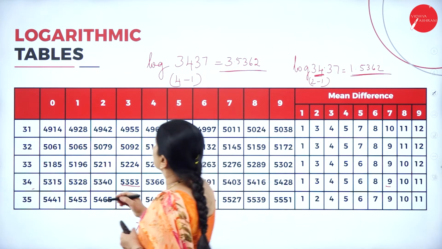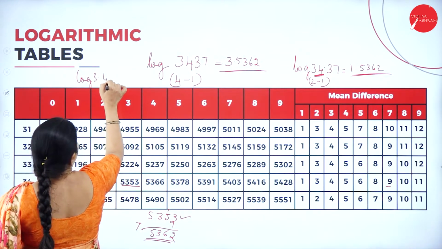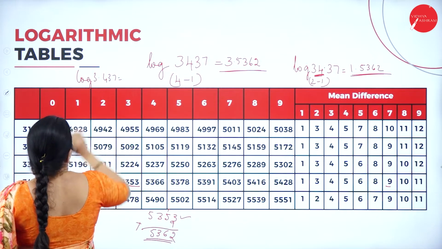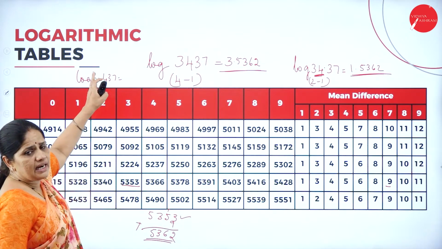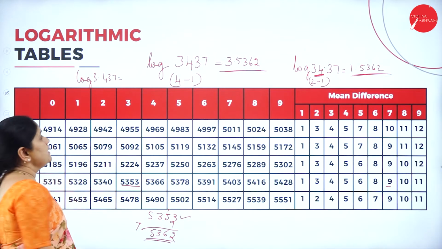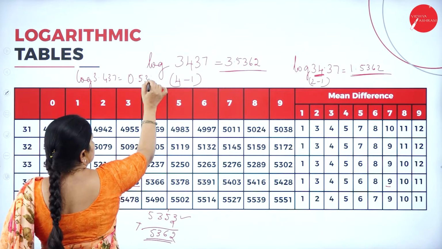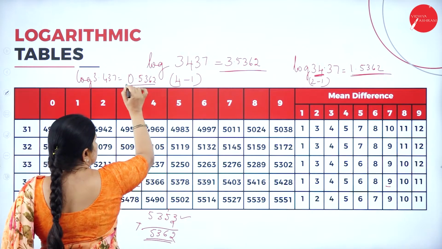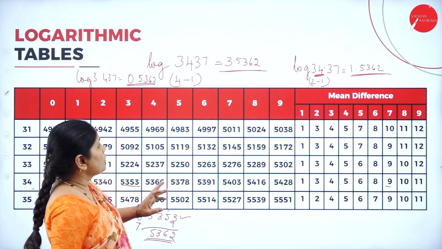Suppose I say log of 3.437. How will I find out the value of this? So how many digits are there to the left of the decimal point? Only 1. So 1 minus 1 is 0. So 0.5362 will be the answer. So in this way we have to find out the log values.